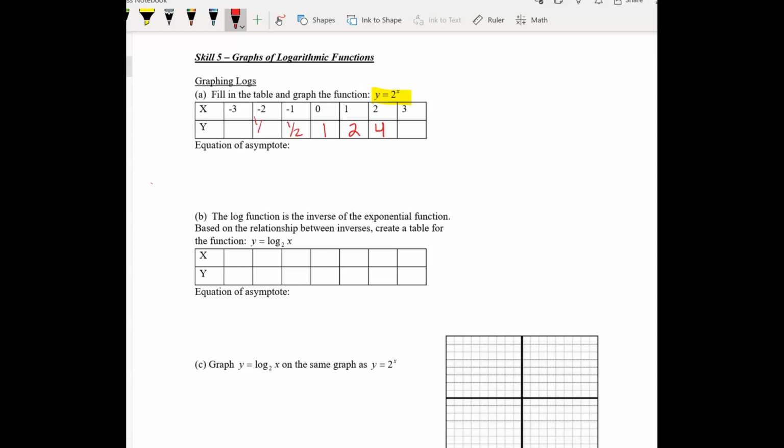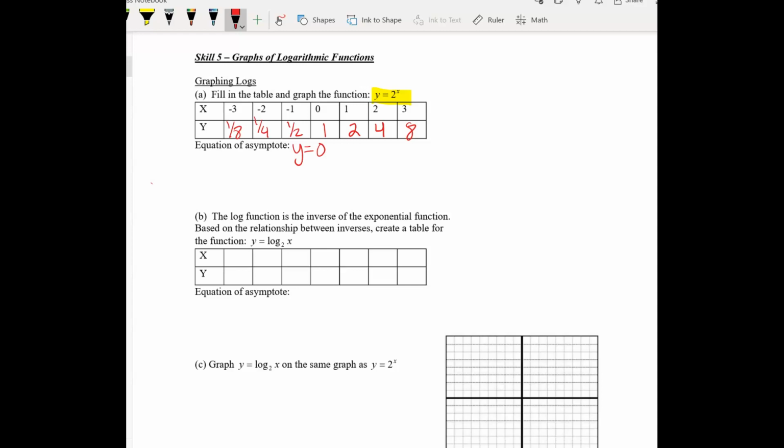These are some values that we're aware of, and we've extended the table a little further just to look at what happens. So 2 to the third power is 8, 2 to the negative 3 power is 1 over 8, and our exponential equation of the asymptote is at y equals 0. So this is pretty familiar, okay?